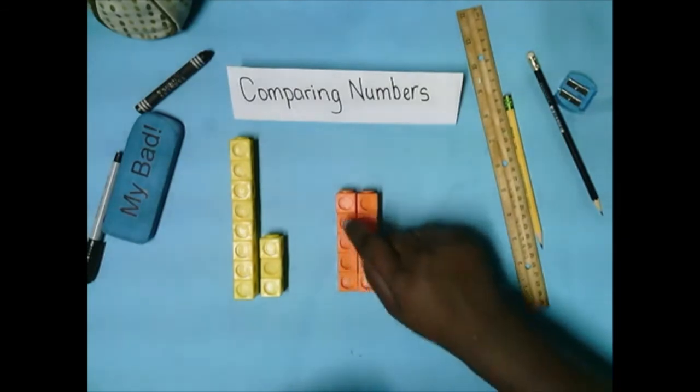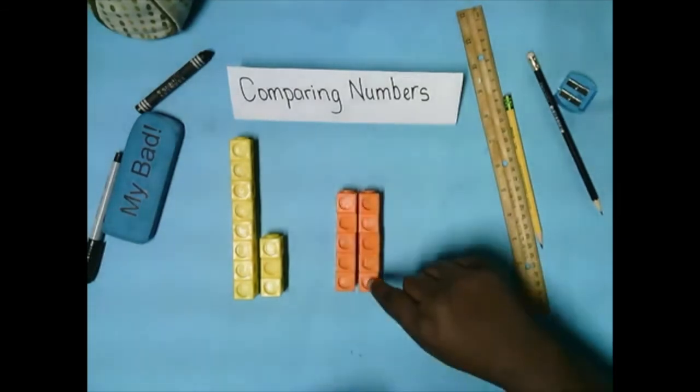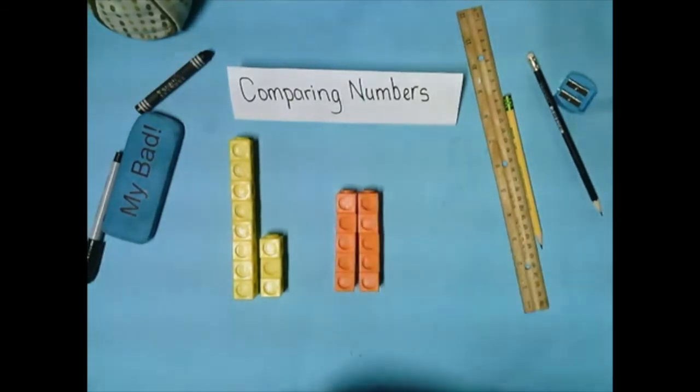And then I have these two sets. 1, 2, 3, 4, 5 here. 1, 2, 3, 4, 5 here. So both sets have 5. So that means they are equal.